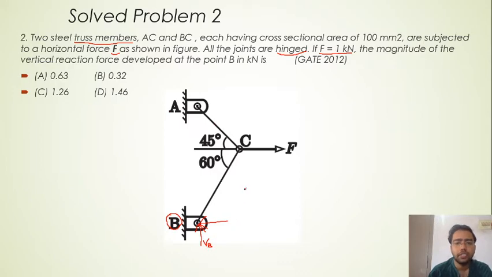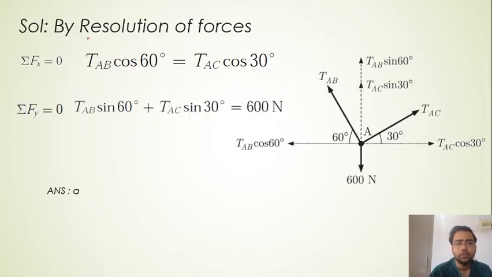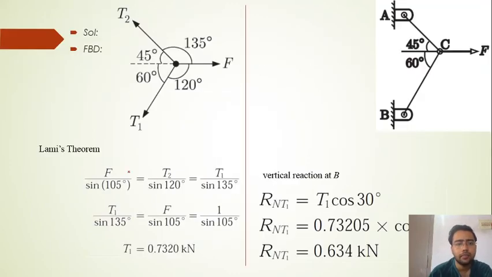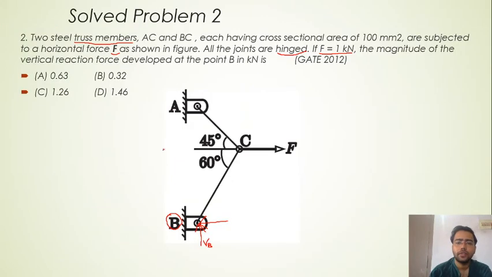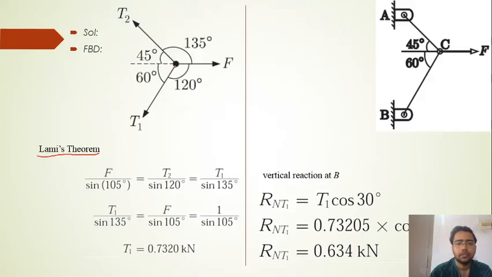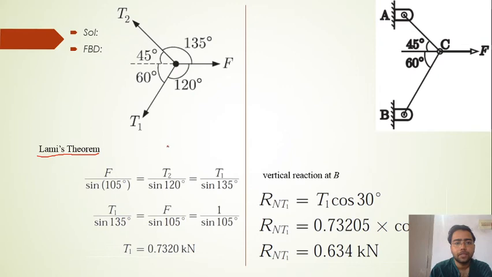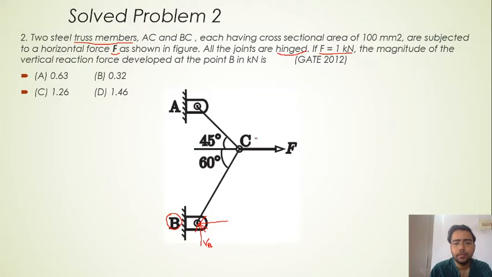This time, because this question is very big, we are not going to use resolution of forces. We are going to use Lami's theorem. That is a very basic theorem that we study in mathematics also. So what do we do in Lami's theorem? First we make the free body diagram of point C. In it, force F is acting in the horizontal direction, then force T2 is acting. What is T2? Tension in AC. What is T1? Tension in bar BC, right?